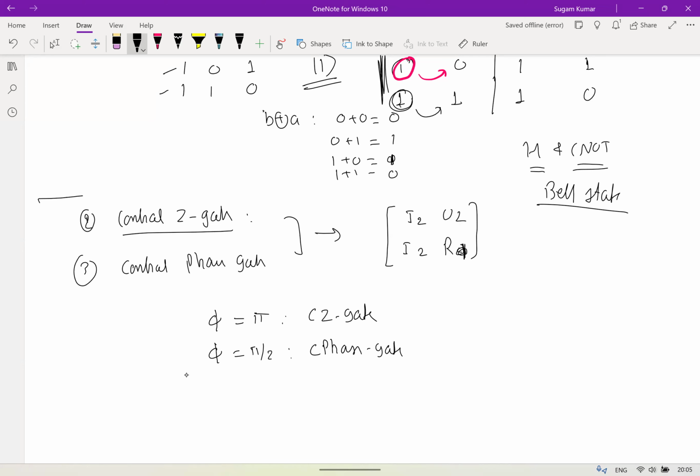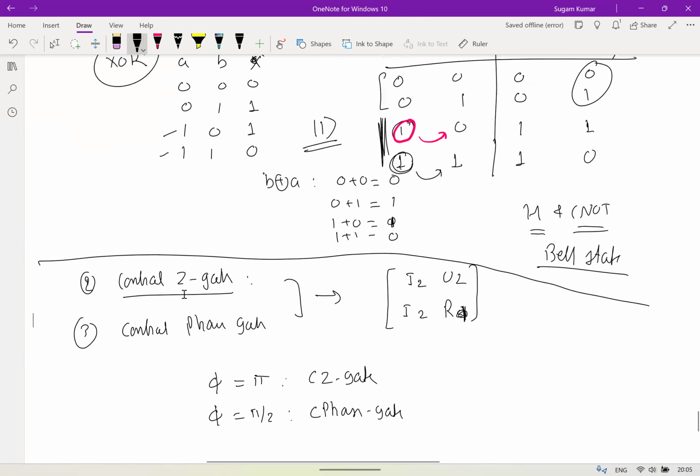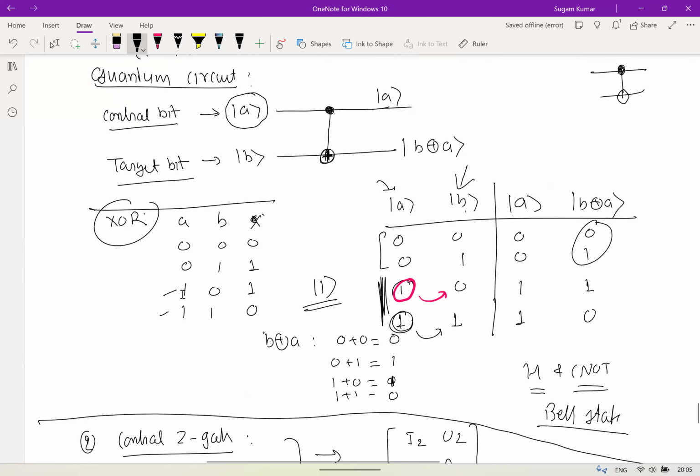Anyway, before I discuss these two, because this control NOT gate is very important, does anybody want to ask any question on the control NOT gate?